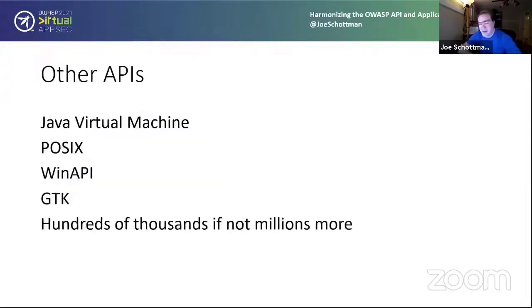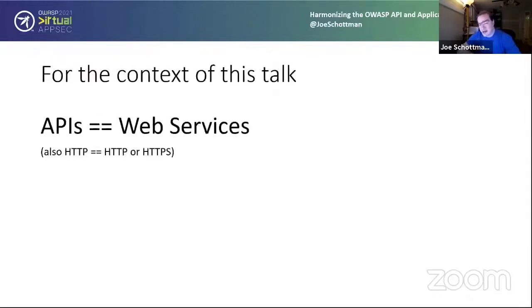There's a lot of famous other APIs. There's the Java Virtual Machine. POSIX is used most famously under the Unixes, but Windows has that as well. There's the Windows API itself. GTK is a library, and it has an API for doing all kinds of graphical displays on different platforms. There's basically hundreds of thousands, if not millions, of other APIs out there. For the context of this talk, I'm going to use the terms APIs and web services. Also, I'm going to say HTTPS or HTTP, and I could mean either unless I'm specifically talking about problems with encryption. So be aware that I'm just using them as interchangeable terms for this talk.